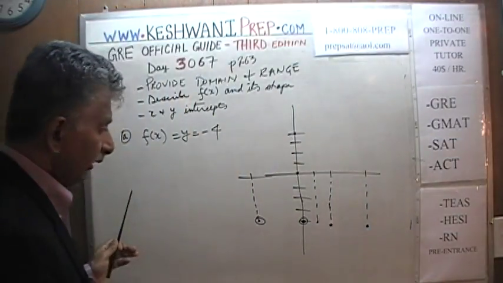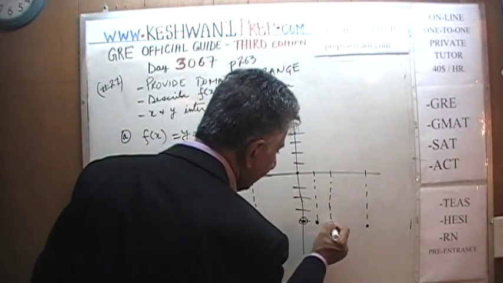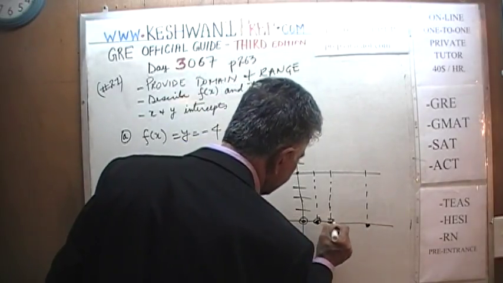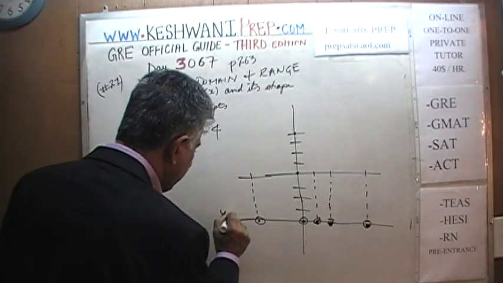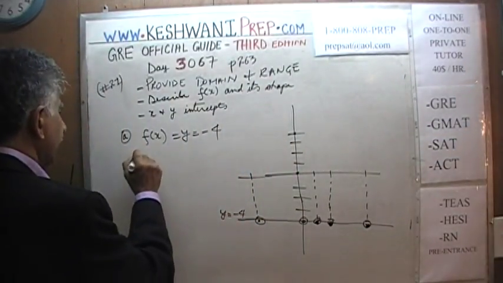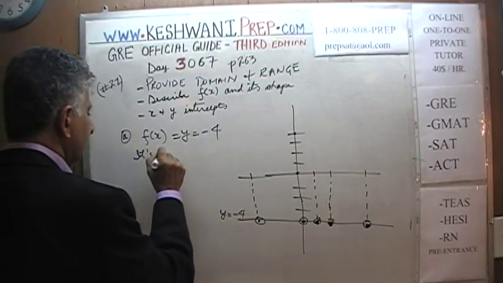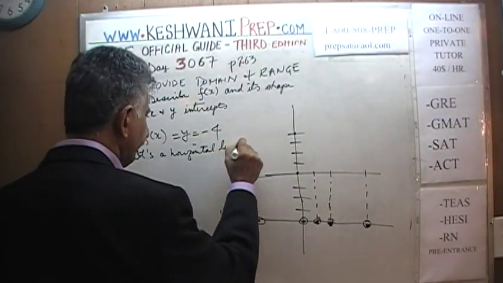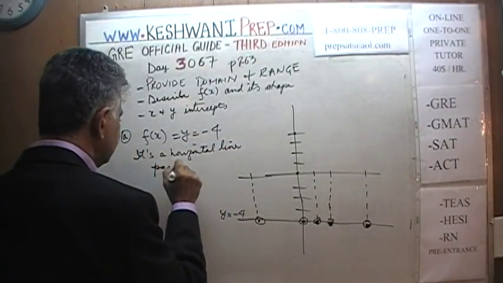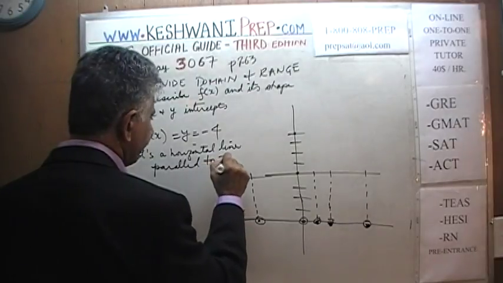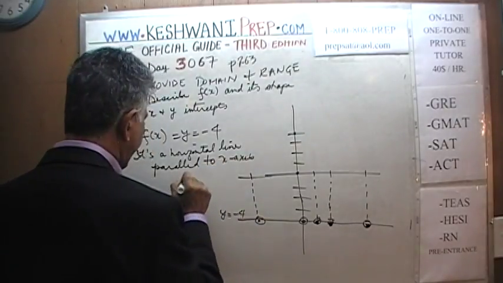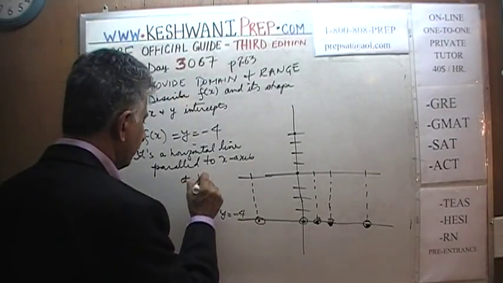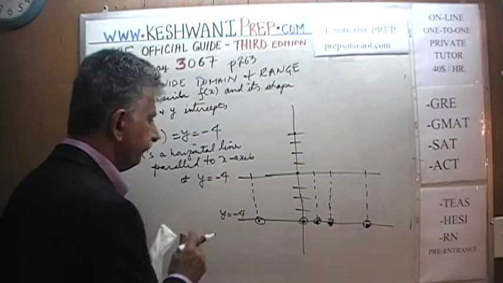What's the shape of this function? Well, the shape of this function is a straight line. It's a horizontal line at y equals negative 4. It's a horizontal line parallel to the x-axis at y equals negative 4.